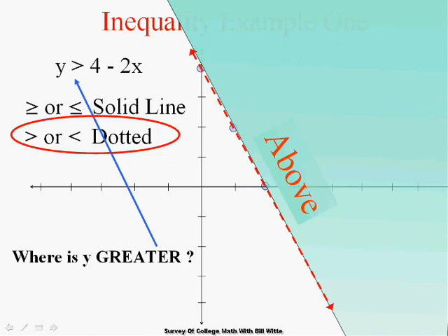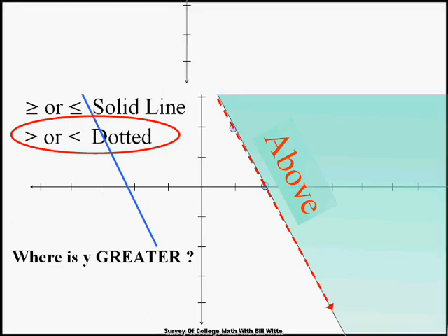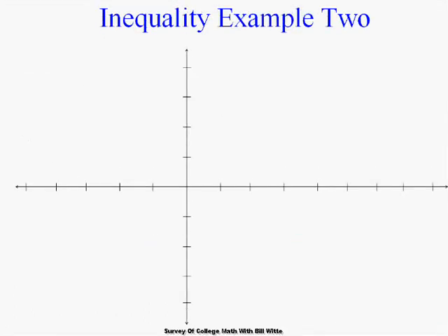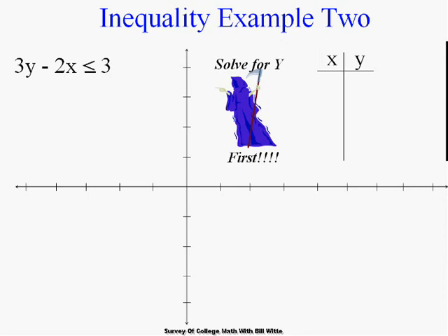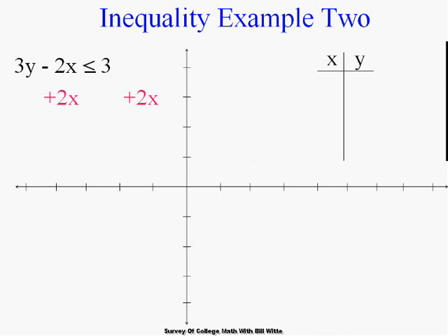Now you know we're going to have to do a whole lot of these at the same time, so let's look at a couple more examples. Do that again. In this example, I've got a less than or equal to. Still going to start off the same way, because I am going to graph, okay? I solve for y. I'm going to add 2x to both sides.